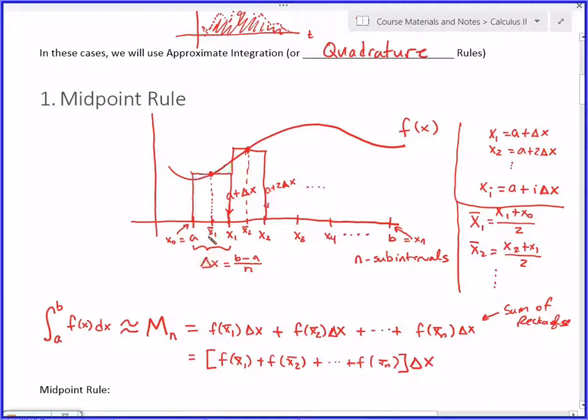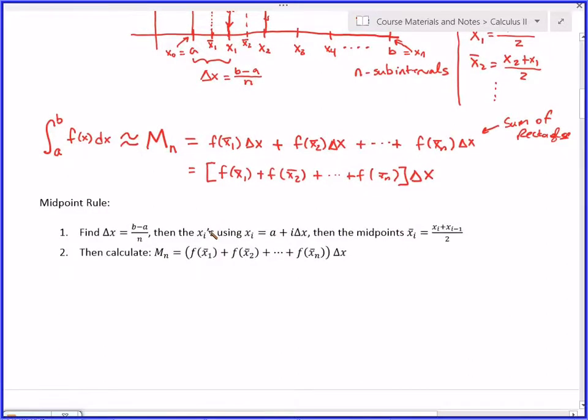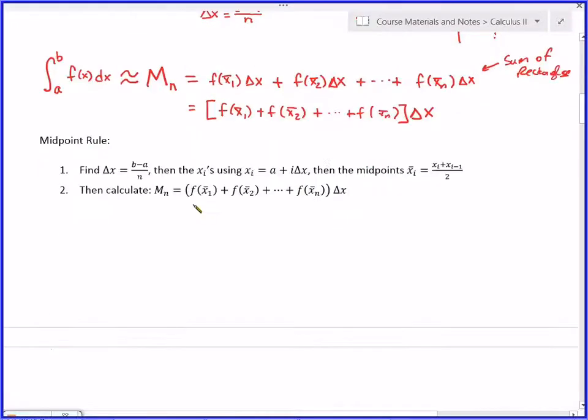Okay, so here's how we apply the midpoint rule in general. First thing you do is find delta x, then you find all your xi's, then you find all your midpoints, then you plug all your midpoints into this formula, plug your delta x in, stick that in a calculator, and you'll get a numerical approximation of your integral. Okay? It's easy. That's where the formula comes from, and that's all you got to remember.